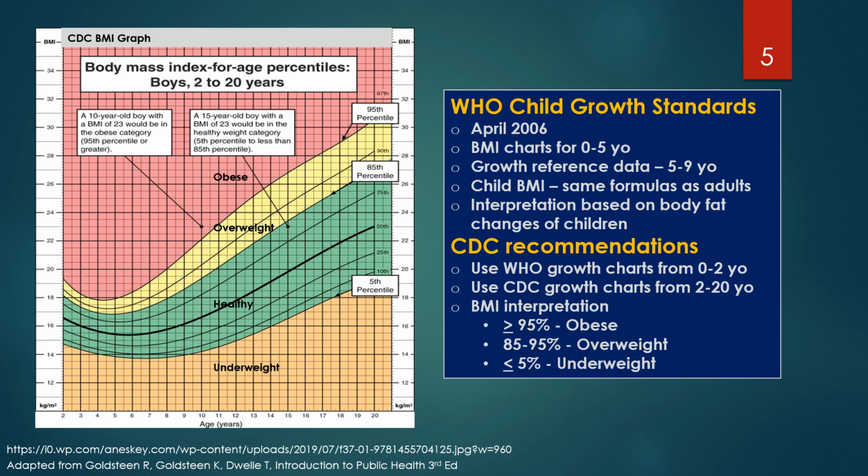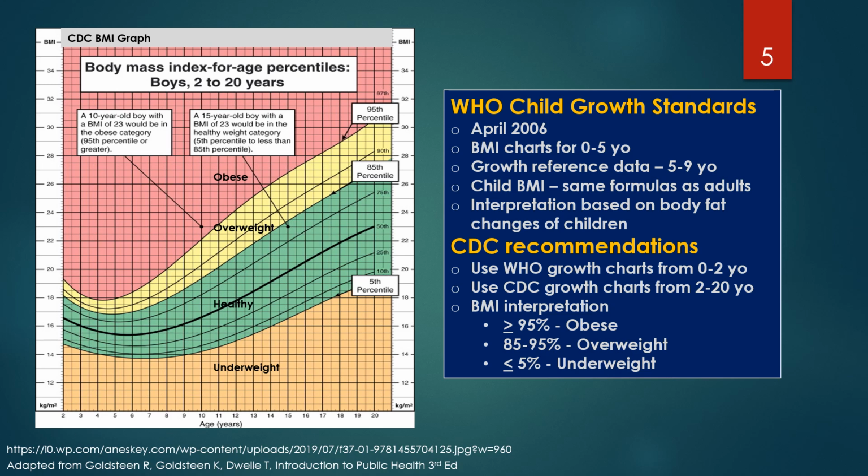Using these growth charts, overweight is defined as a BMI that falls between the 85th and 95th percentiles for children of the same age and sex. Obesity is defined as a BMI at or above the 95th percentile. A child with a BMI less than the 5th percentile would be underweight.